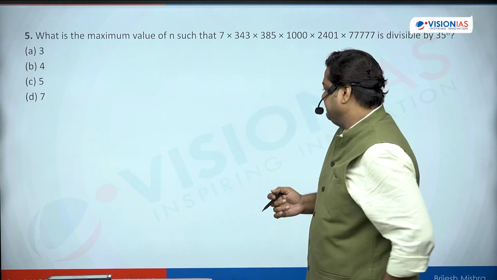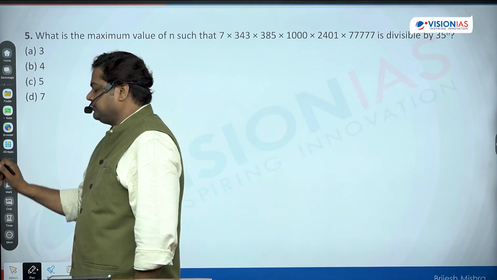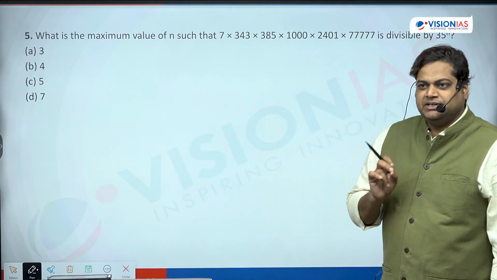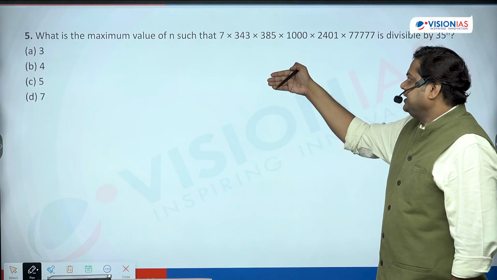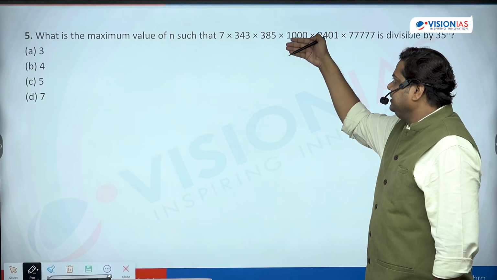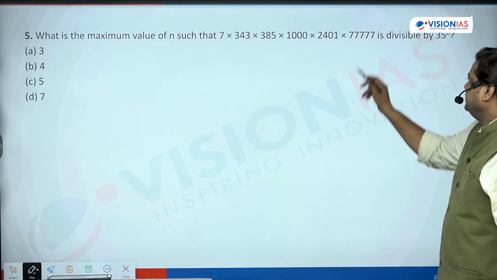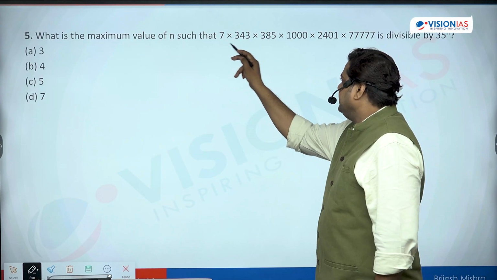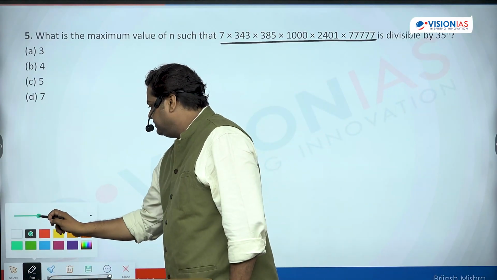See this question. And we'll also try to see whether we need to skip or we need to solve. That is the most important thing in CSAT, which questions we need to skip. Like, what is the maximum value of n such that 7 multiplied by 343 into 385 into 1000 into 2401 into 77777 is divisible by 35 to the power n? This is 35 to the power n.